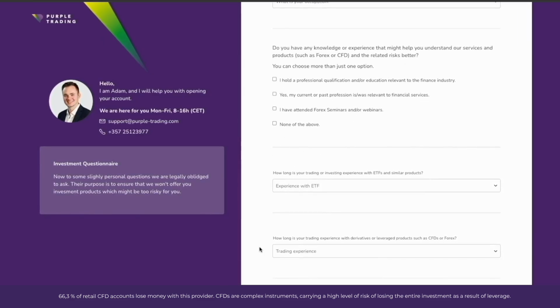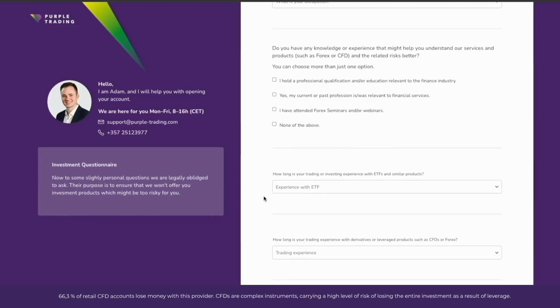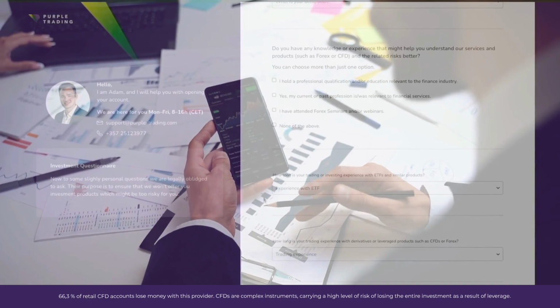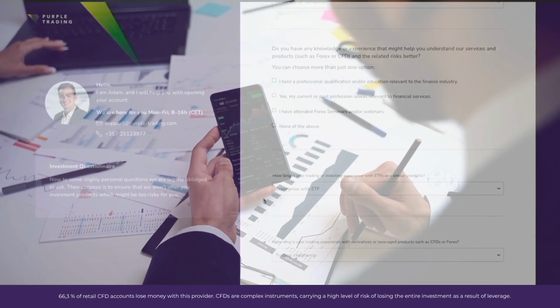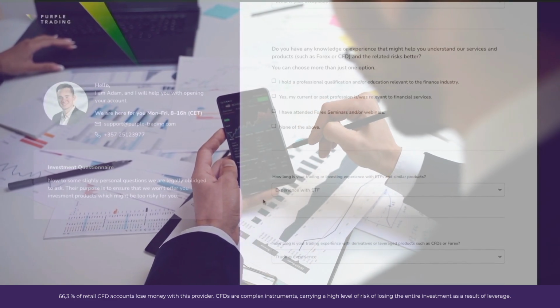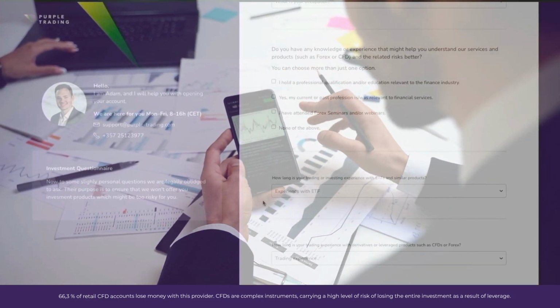Other questions will be less sensitive and will ask about your previous investment experience. This includes your experience with products such as Forex, CFDs, ETFs, and more. It's important to remain honest here so that we can ensure you are not exposed to risk that you do not understand or that do not fit your investment profile.